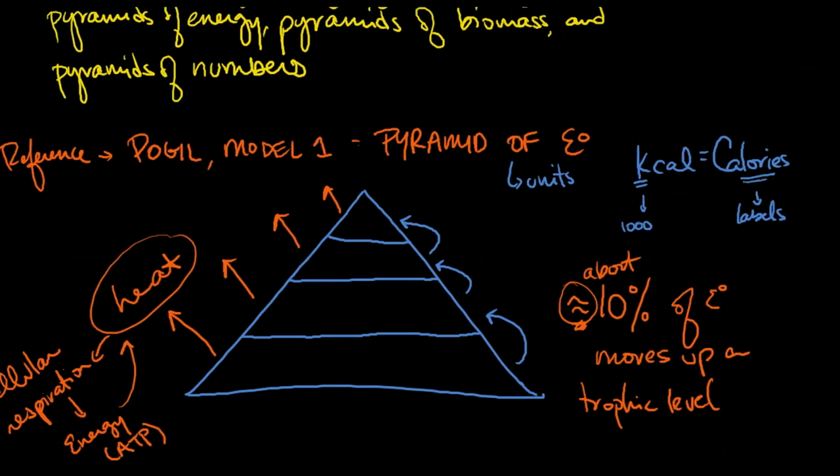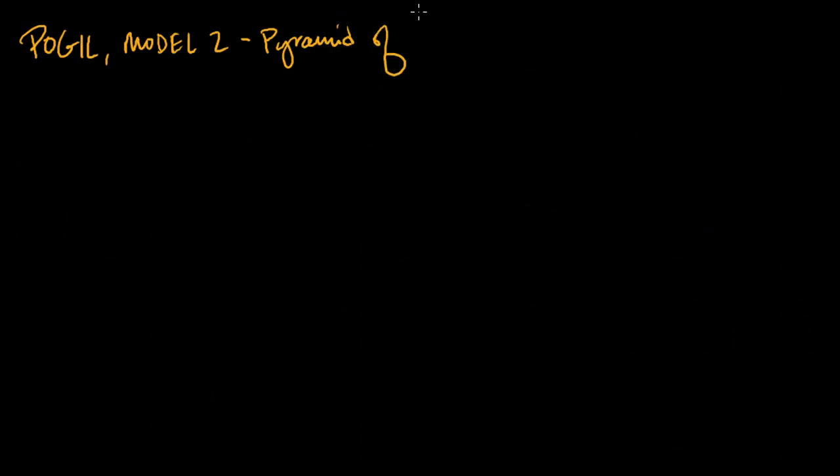Let's talk a little bit about the pyramid of, I'm going to scroll up here, of biomass. The pyramid of biomass. Sorry, let's do pyramid of numbers first. And so this is, I'm going to use a different color here. This is POGIL on ecological pyramids, Model 2. Excuse me. This is the pyramid of numbers.